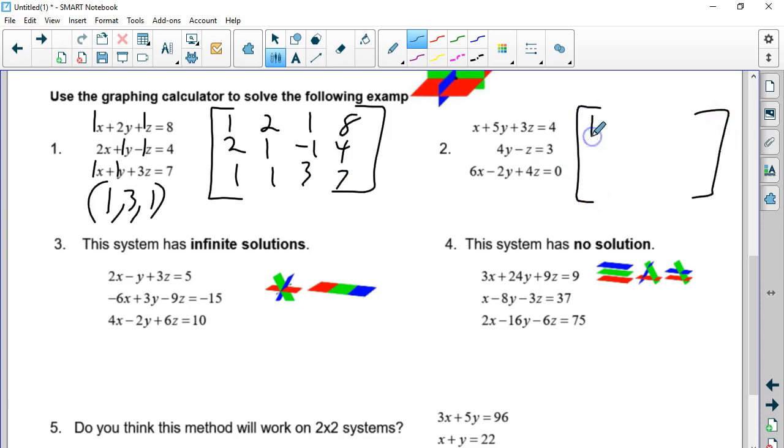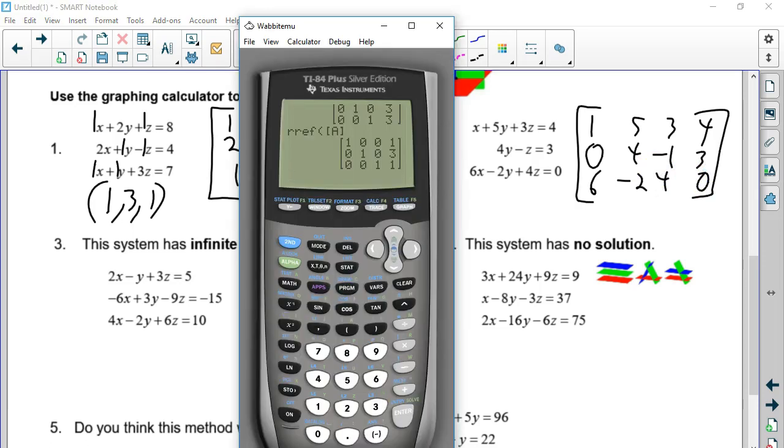Okay, we have 1, 5, 3, 4. Notice we have no x, so we put a 0 here. 4, negative 1, 3, 6, negative 2, 4, 0. Now we just get our handy dandy calculator out. Second matrix. Over to edit. Enter. Go down to the matrix and put my numbers in.